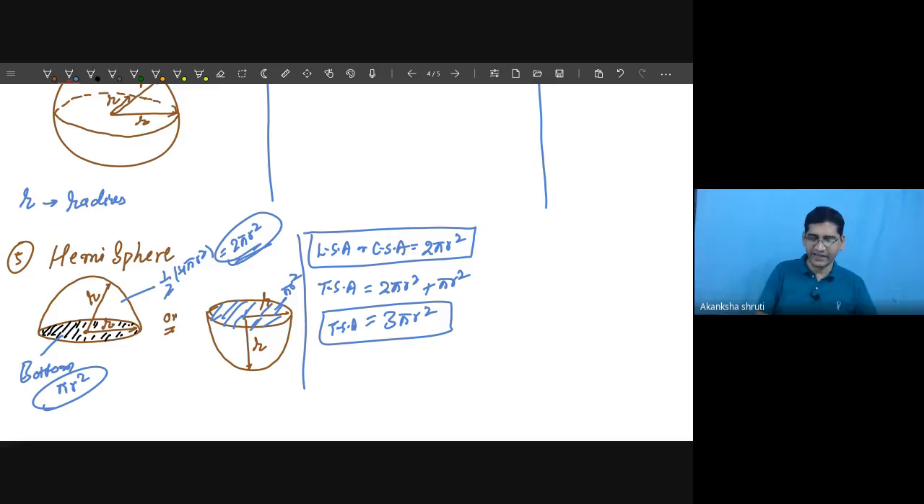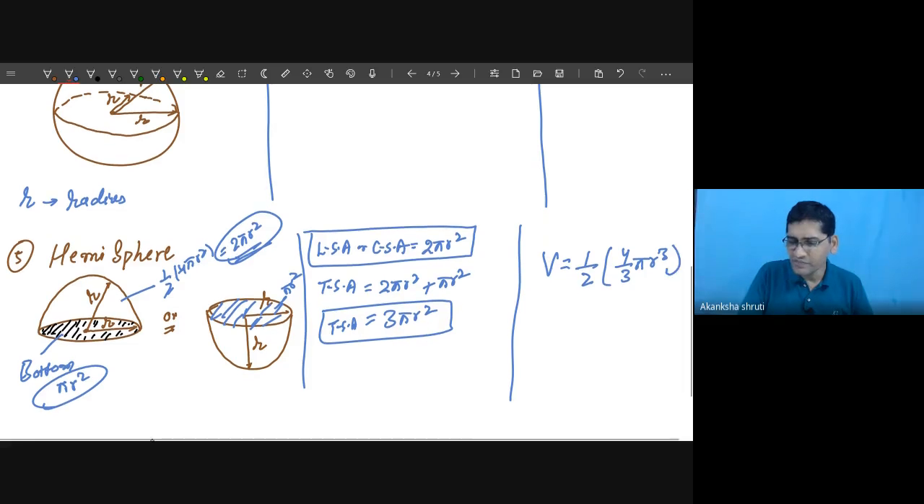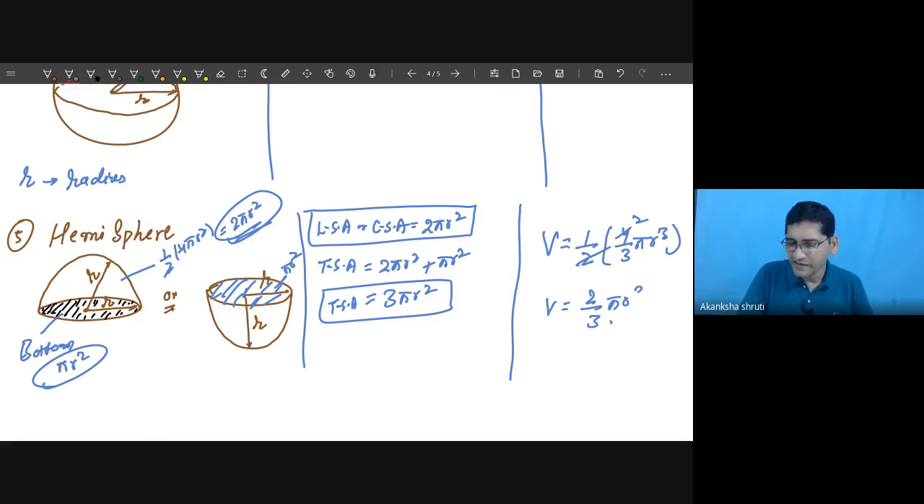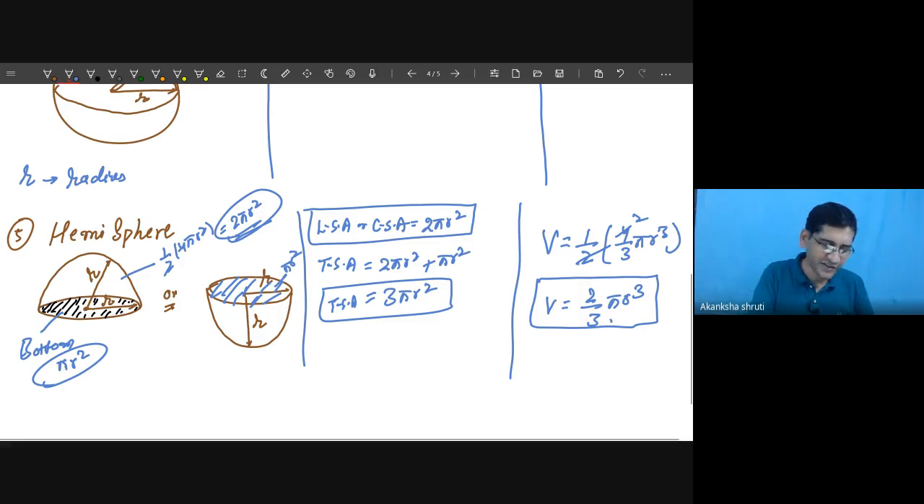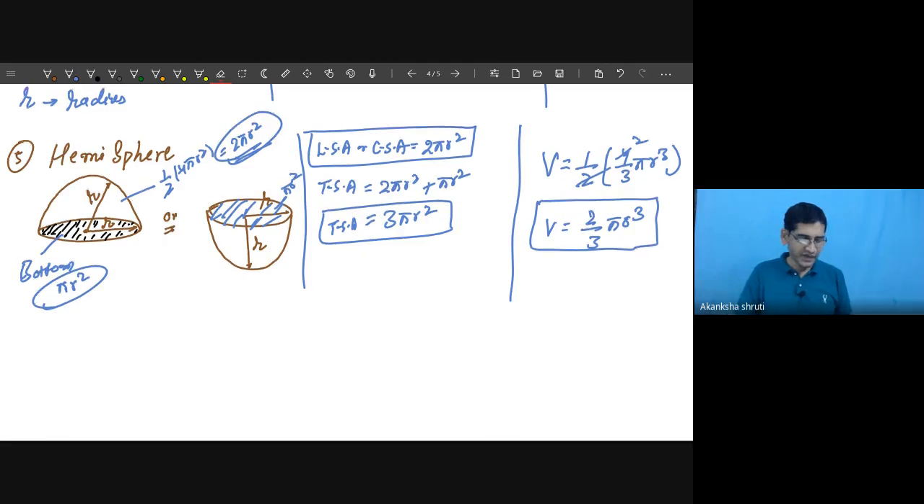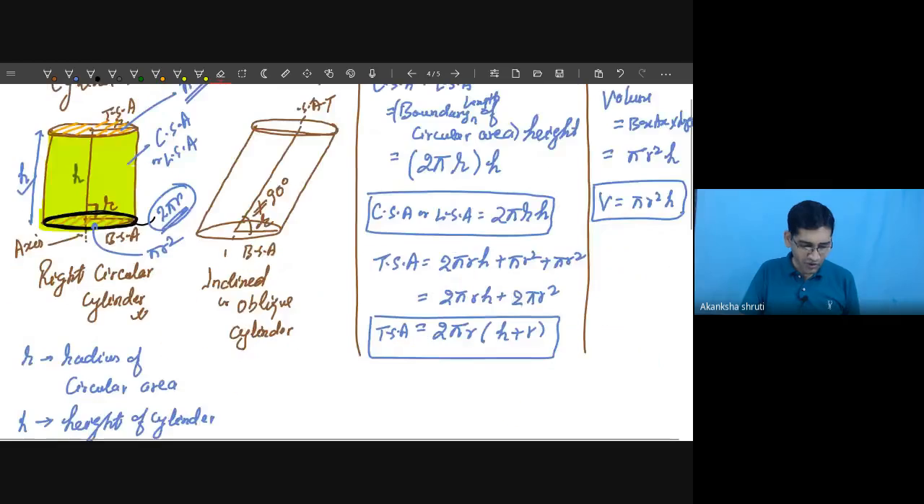Just by halving, we can get the volume, half of the volume of the full sphere, 4 by 3 pi r cube. So 2 gets cancelled. So the volume obtained is 2 by 3 pi r cube. These are the things that we have to keep in mind. If we forget, we cannot get the answer. It is this one. Now let us come back to the cone.